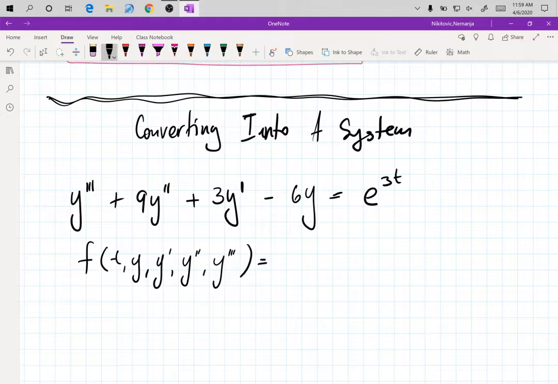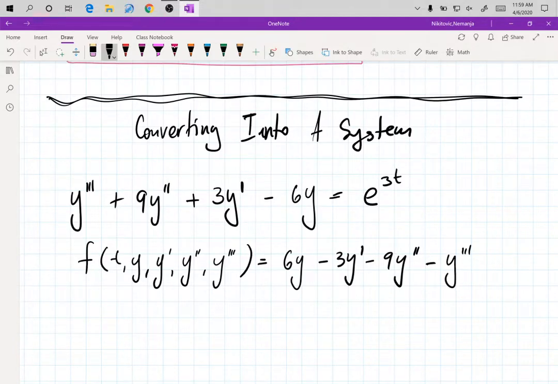So now we're going to move everything to the other side, so it becomes 6y minus 3y prime minus 9y double prime minus y triple prime, and then we'll have plus e to the 3t because that was already there. All of that, we're going to call some implicit function. It will be equal to 0, but we don't need to worry about it. So that's our implicit function now.